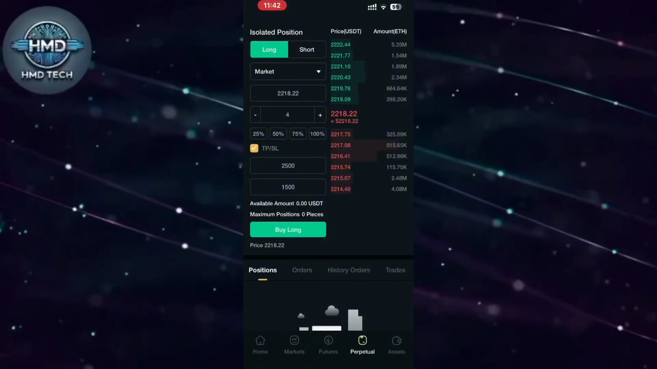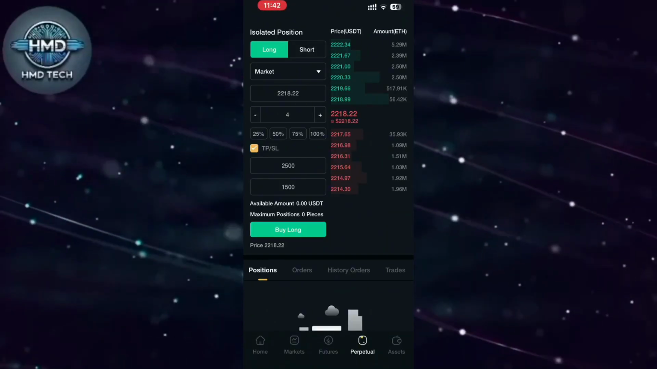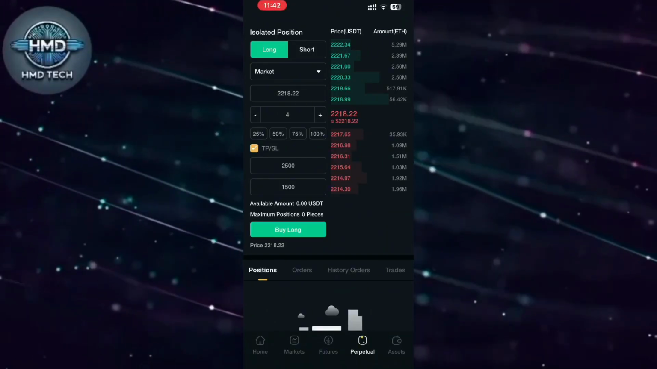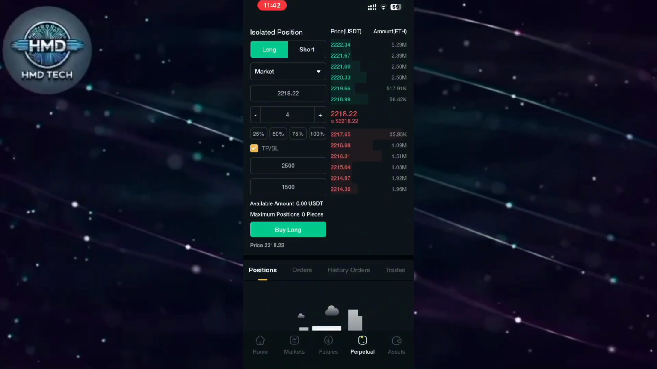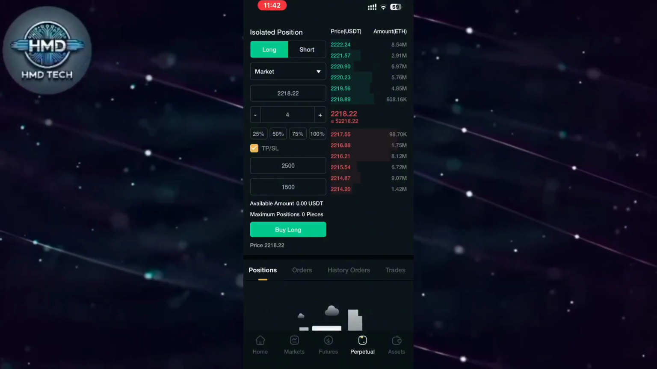between market or limit orders, entering your quantity, optionally setting TP, SL levels, and confirming the trade. But understanding risk is more important than the steps. And that's how to open a long position on DSJ.